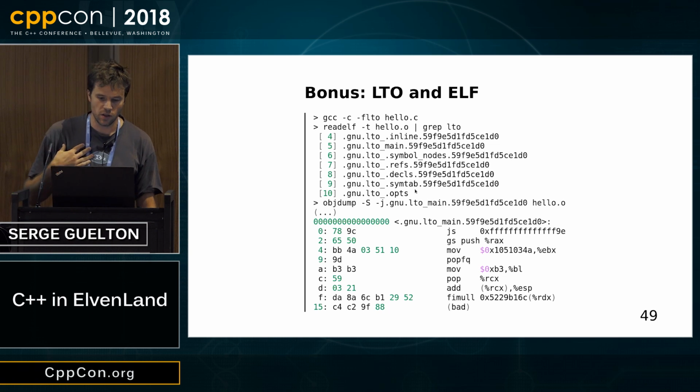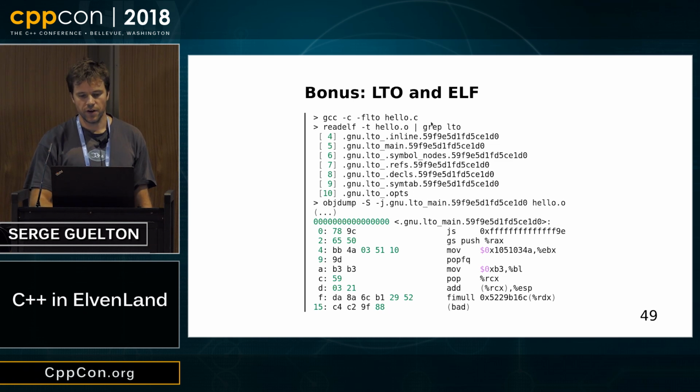So I'm not a GCC developer, but still, I compile with link time optimization. I get my object file, and if I look at all the sections, I have plenty of them. Their names make sense in some way. It's probably related to how link time optimization is implemented in GCC. But let's have a look at one of these sections, main, like the main function in my hello.